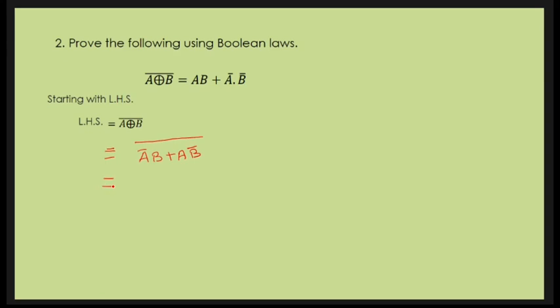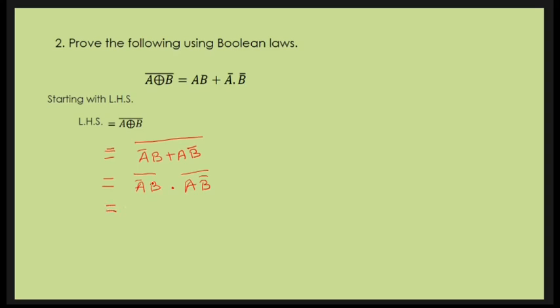Now using De Morgan's theorem, complement of sum equals product of complements. So individual complements: complement of this term, that means A bar B, gives A B bar, and complement of this term, A B bar, gives A bar B bar bar, and the product, that means dot. Complement of sum equals product of individual complements.